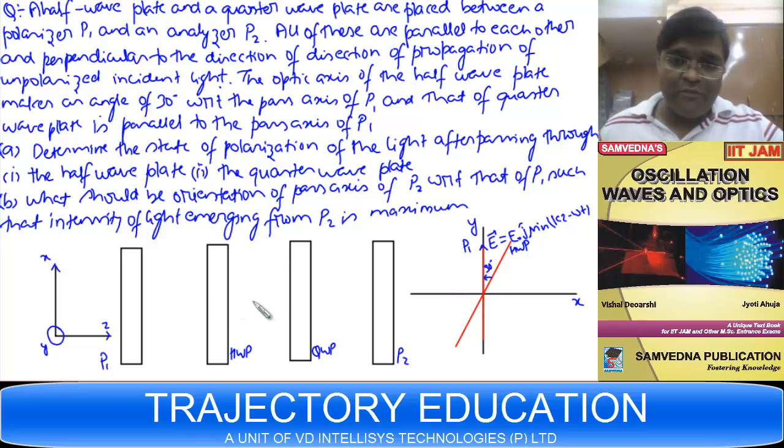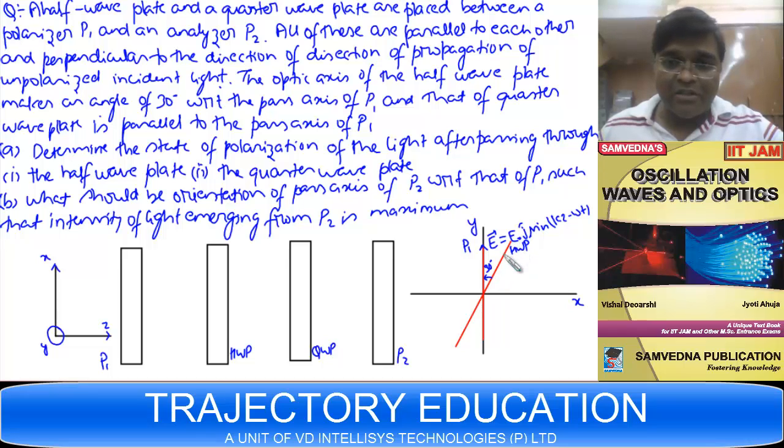Then when they pass through the half wave plate, they will develop a phase difference of pi, and after developing a phase difference of pi, when they superimpose after emerging from the half wave plate, the light will again become plane polarized light with the field vector making an angle of pi minus theta with the principal section. Here theta is 30 degree, so now the field vector will make an angle of pi minus 30, that is 150 degree with the principal section of half wave plate.